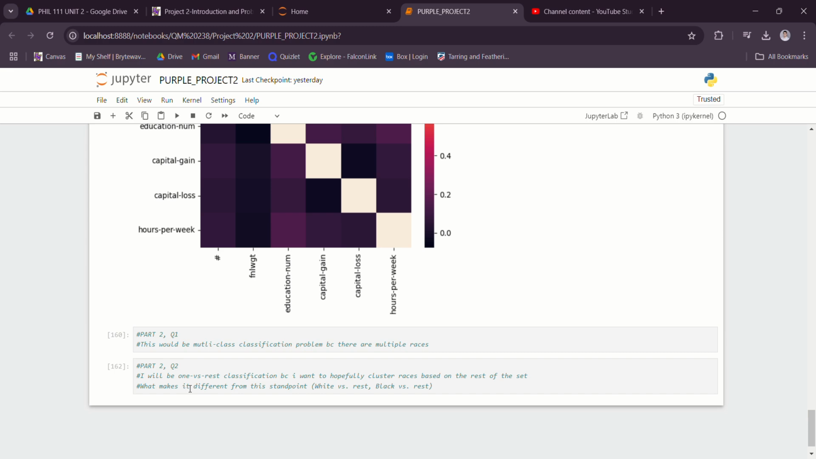For example, I want to see what makes it different for maybe, this sounds horrible, but the white race versus the rest, and then the black race versus the rest, or maybe the Asian American race versus the rest in this particular data set based on census data, because the race attribute is our target for this project.